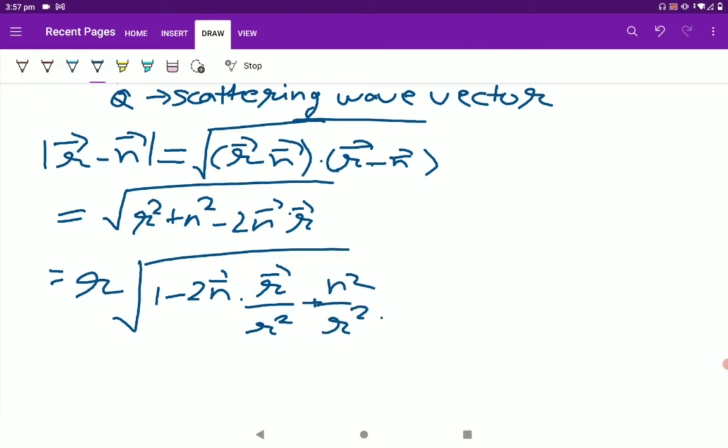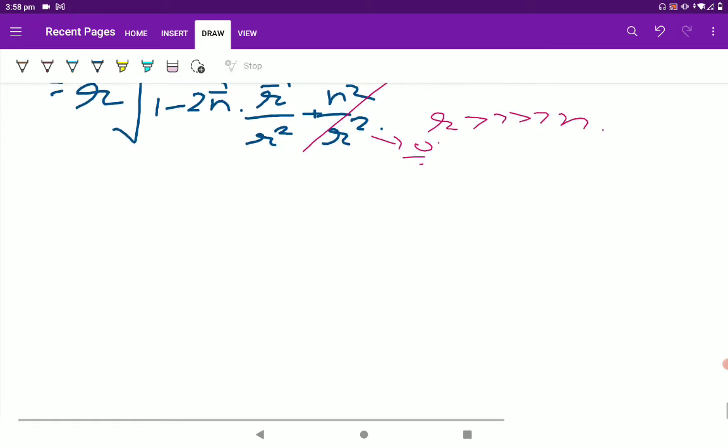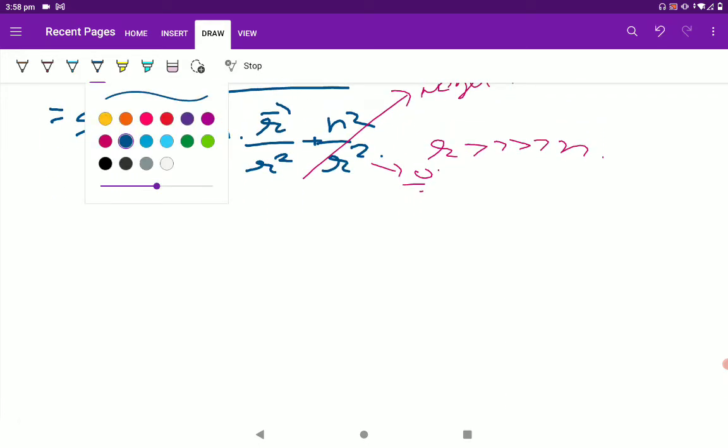We are going to neglect this expression. This is neglected. Because r is very much greater than 1, we can consider it as 0. Because the position of the detector is much more than the position of the atom with respect to the origin, we are neglecting this term.